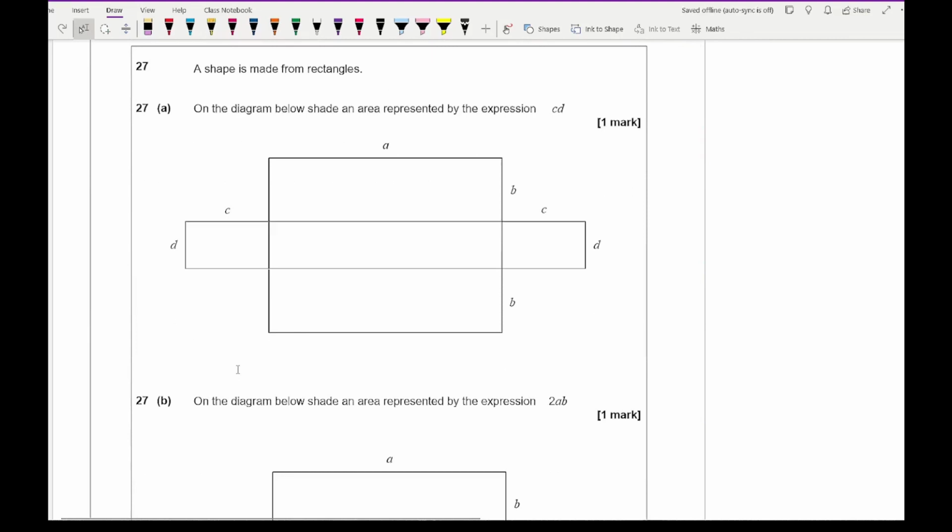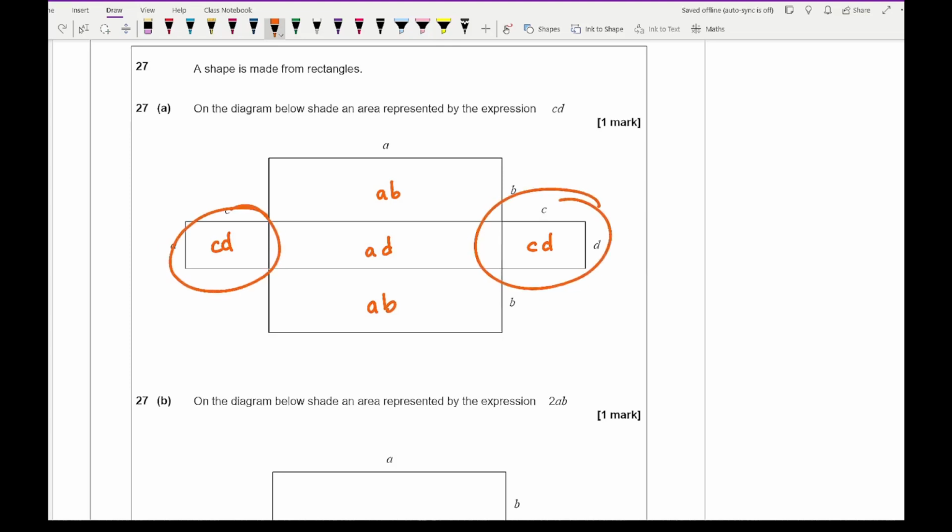Moving on to question 27, it says that a shape is made from rectangles. On the diagram below, shade an area represented by CD. Well, if I just work out the area of these, this area of this rectangle is AB. This one's going to be CD, this one's CD, this one is going to be AD, and this one here is going to be AB. So the ones I need to shade are either going to be this one here or that one there.